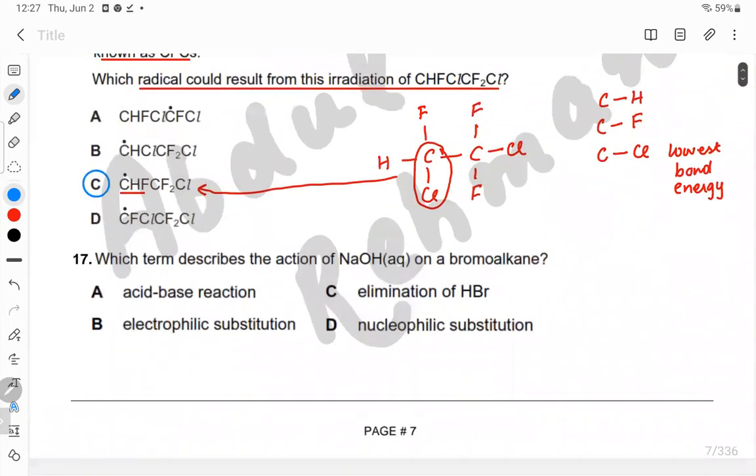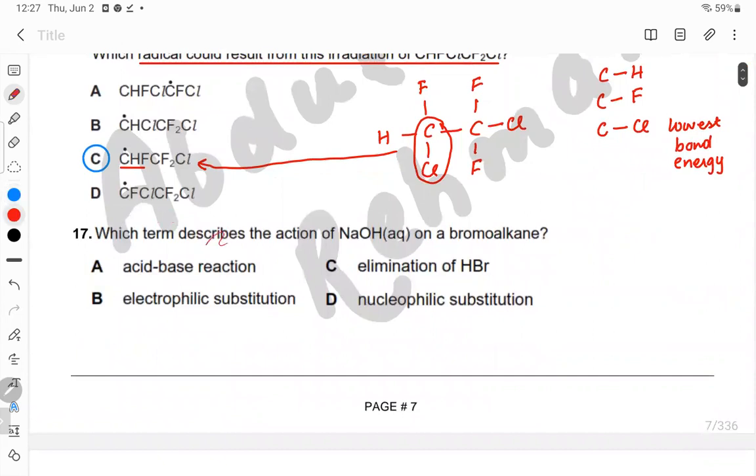Okay. Now who can tell me the correct answer for question number 17? Which term describes the action of aqueous sodium hydroxide on bromoalkane? If you recall, yes, Noor, very good. Yes, Hoor, very good. When aqueous sodium hydroxide reacts with a bromoalkane, we will get alcohol. So it's a nucleophilic substitution. Yes, Hamna, Tisha, and Halima, very good, correct answers. So D is the correct answer. Is it clear to everyone so far?